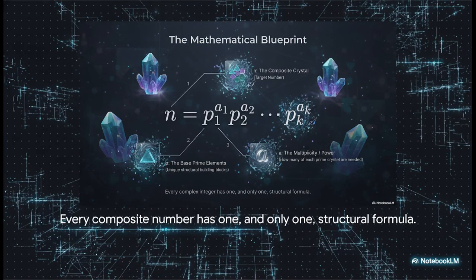So this is what that blueprint looks like in math terms. Here, n is our final number, that composite crystal. The p's represent the base prime elements, those unique building blocks we talked about. And a? That just tells you the power, or how many of each prime crystal you need in the mix. It's the recipe. And every complex integer has one and only one of these unique formulas.